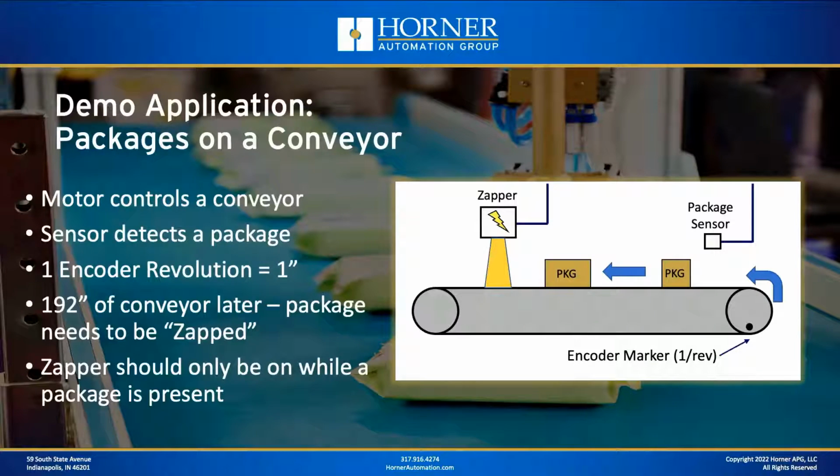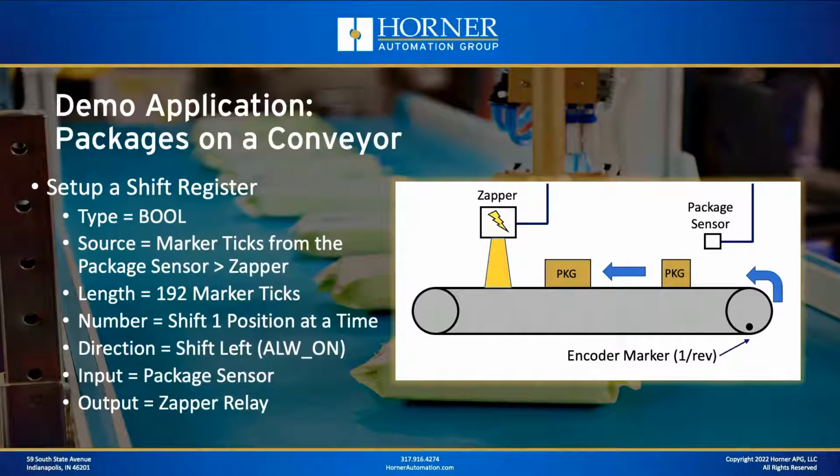inch. And in our application, we are detecting when packages are present on the conveyor, and approximately 192 inches later, we need to turn on a zapper to zap any packages that are present. But we don't want that zapper on when there are no packages present. So that's what we're trying to accomplish, and we're going to use a shift register to do that. We're going to use a bit type or Boolean type shift register.